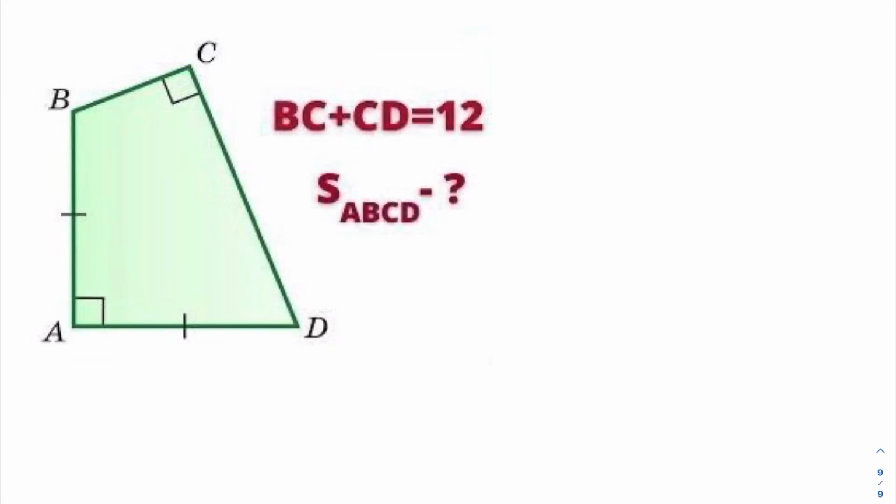All right, we're going to take a look at the following problem here. They give us this quadrilateral, and we know that line segment BC plus line segment CD sums to be 12, and they want us to find the area of ABCD, so the area of this quadrilateral.